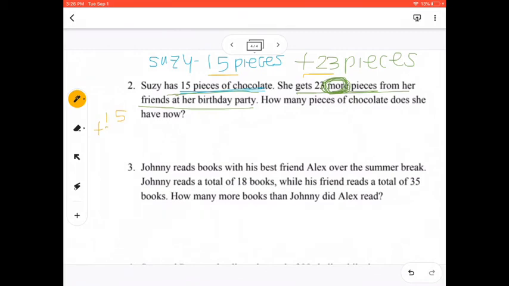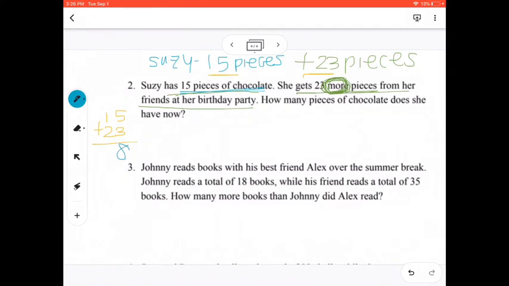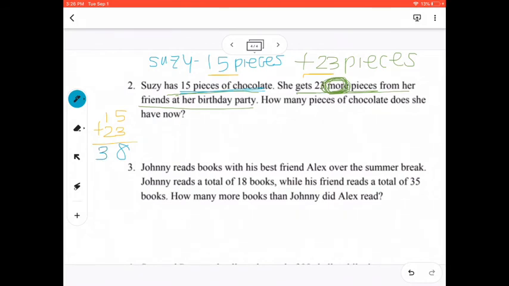15 plus 23. You start off with the ones place. This isn't like multiplication. You add up and down. So 5 plus 3 is 8. And then you add up and down again. 1 plus 2 is 3. So your answer for number 2 is 38. You would write 38 and make sure to label pieces of chocolate.